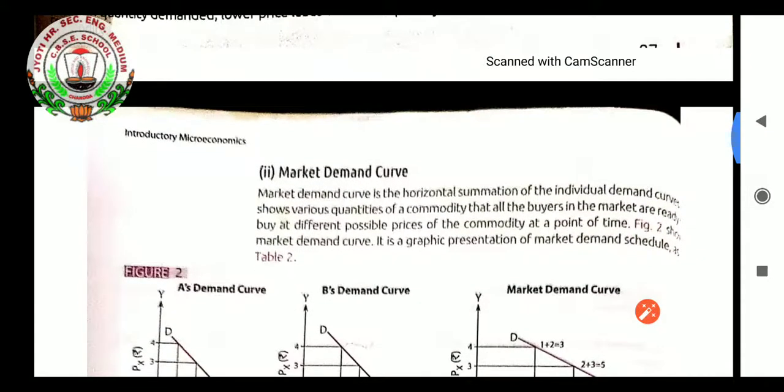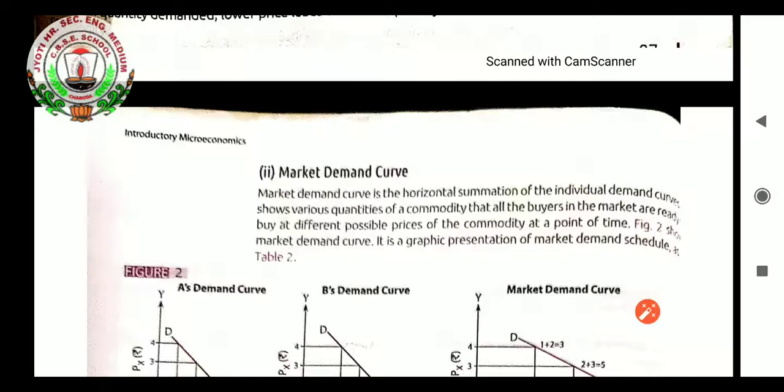Now we will see another curve, that is the market demand curve. The market demand curve is the horizontal summation of the individual demand curves. It shows various quantities of a commodity that all the buyers in the market are ready to buy at different possible prices of the commodity at a point of time. So that is known as the market demand curve.